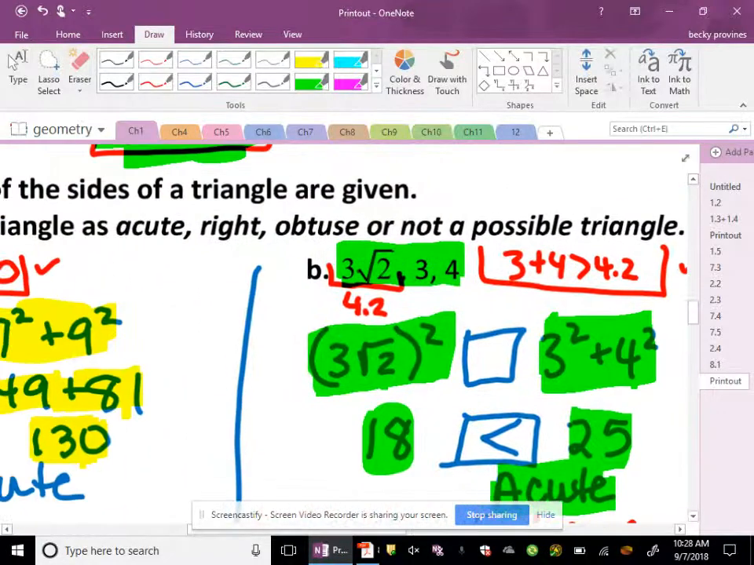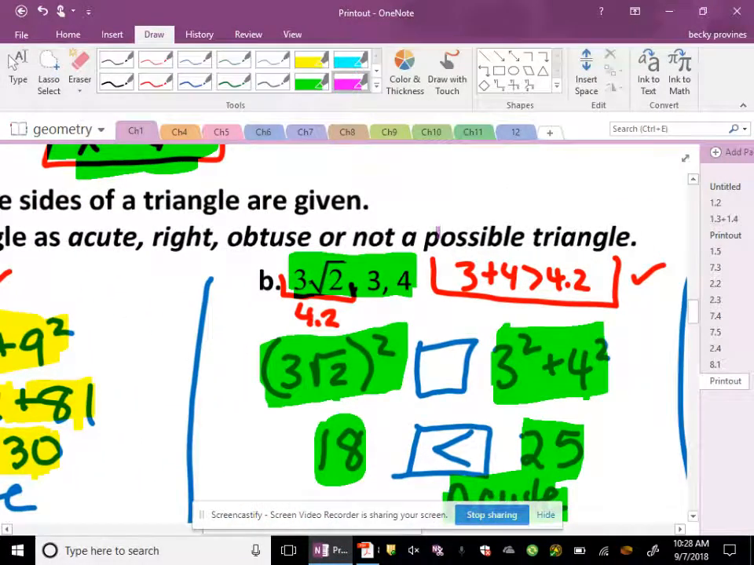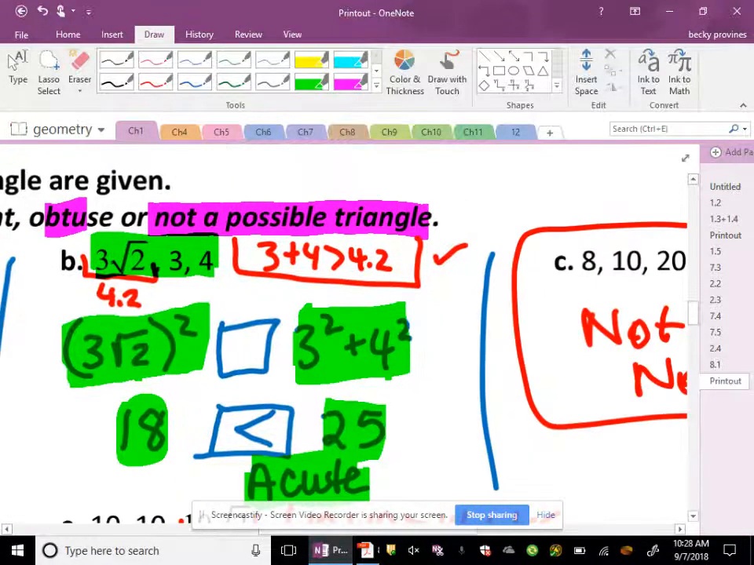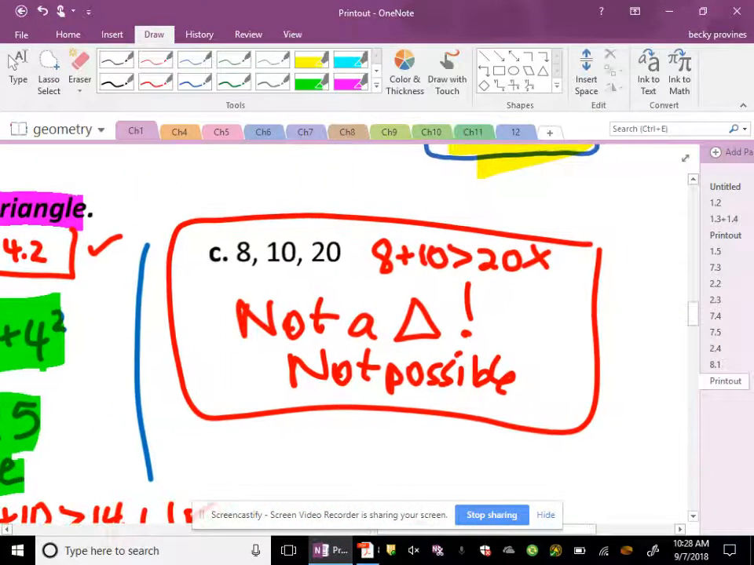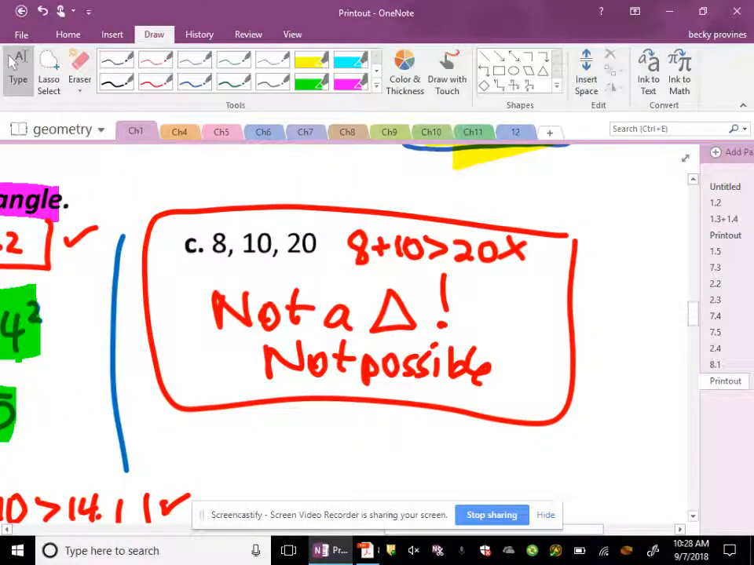Now, if you look at the directions, there's also one right here that says acute, right, obtuse, or not possible. Okay, so let's talk about why this isn't possible. This is old stuff from first semester, and I really didn't talk about it yet because I knew this question was coming up.